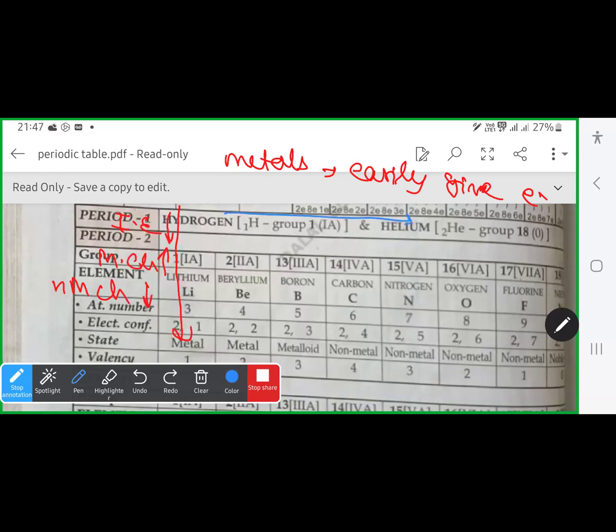And left to right in a period, ionization energy increases, tendency to lose electron decreases, hence metallic character decreases or non-metallic character increases. Any problem, mera bachcha? No, sir.